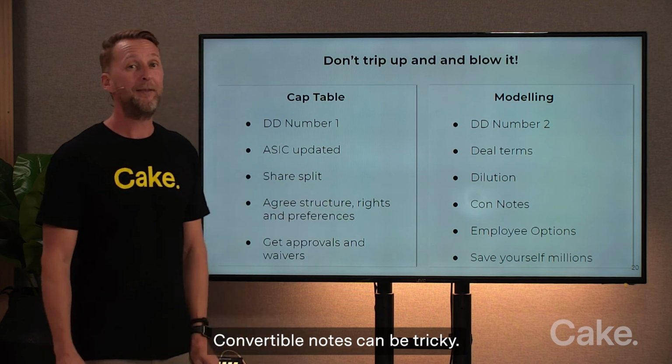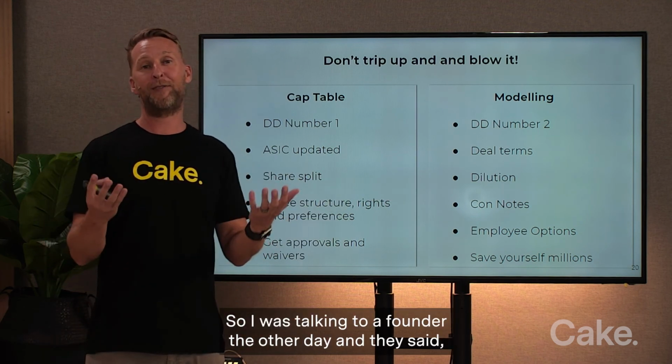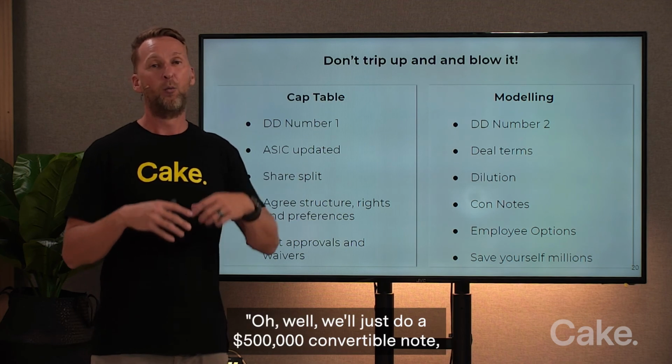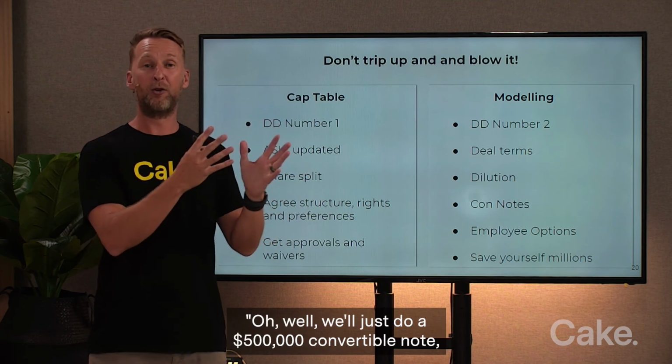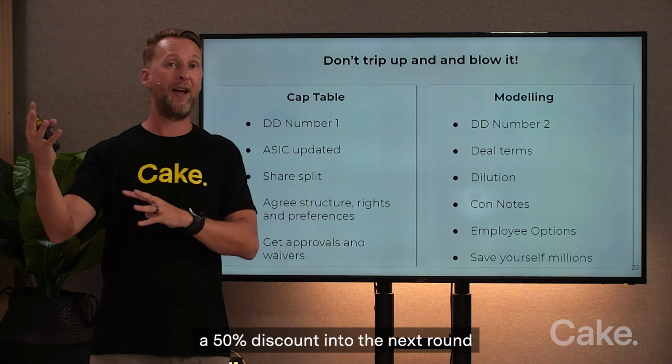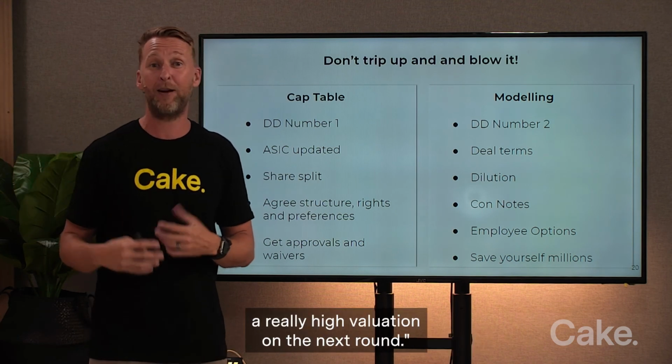Convertible notes can be tricky. So I was talking to a founder the other day and they said, oh, well, we'll just do a $500,000 convertible note, a 50% discount into the next round because we think we're going to have a really high valuation on our next round.